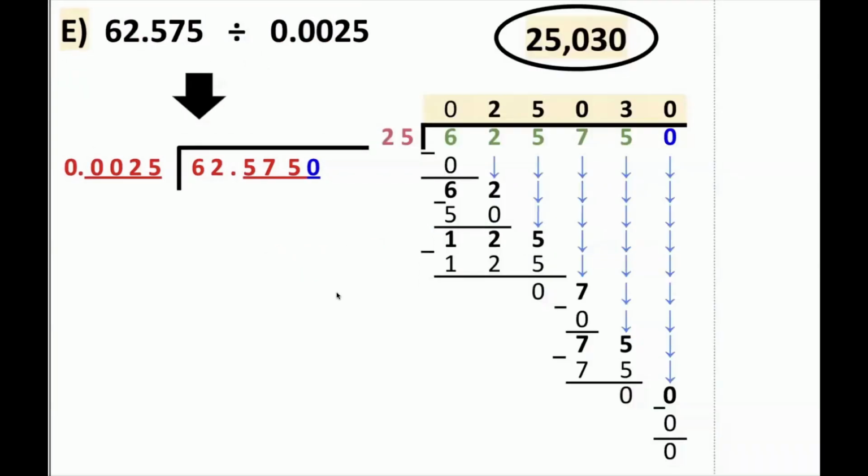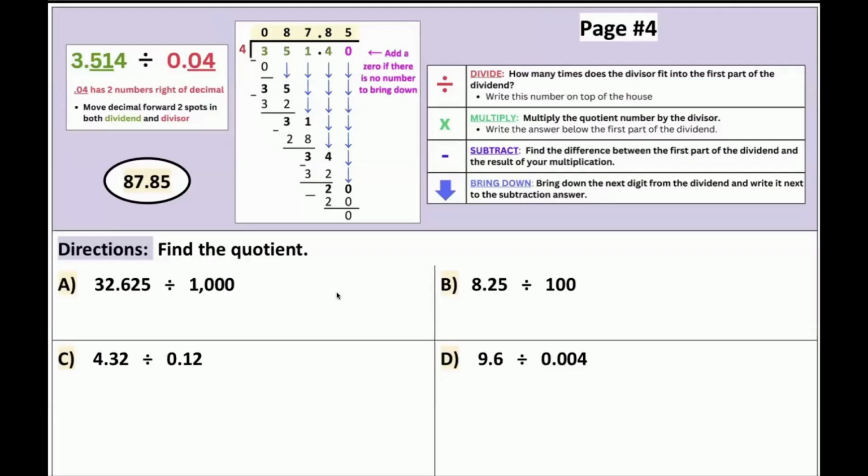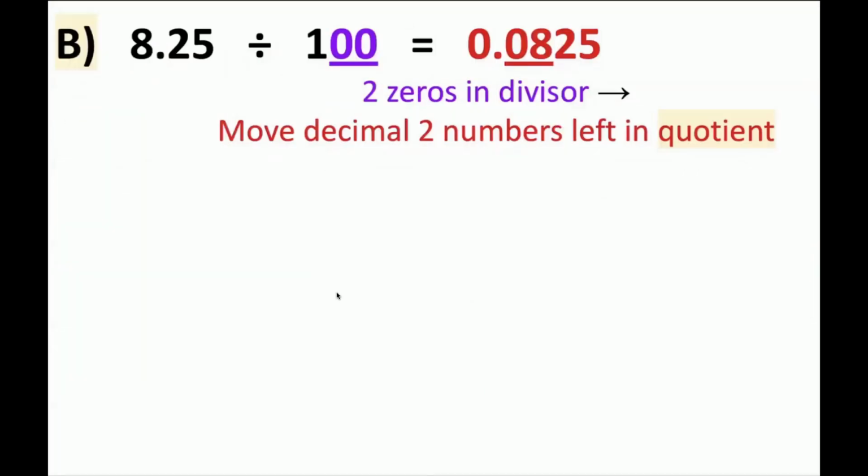Check your work for problem E. Then complete the rest of page 3 and check in with your teacher to get additional feedback. On page 4, start off by completing problems B and D. Pause the video, come back when you're ready to check your work for just those 2 problems. Check your work for problem B.